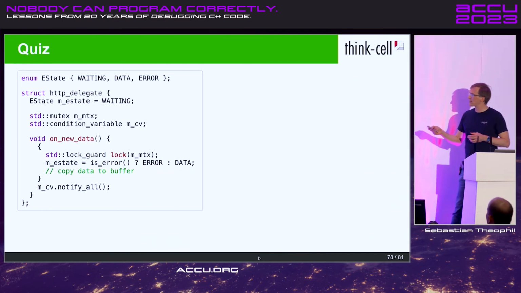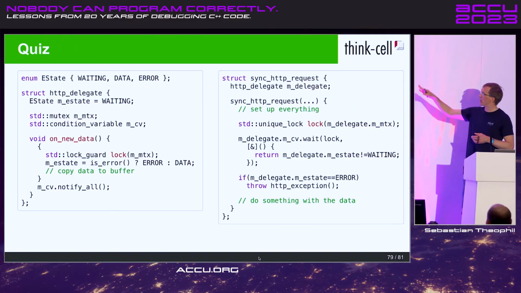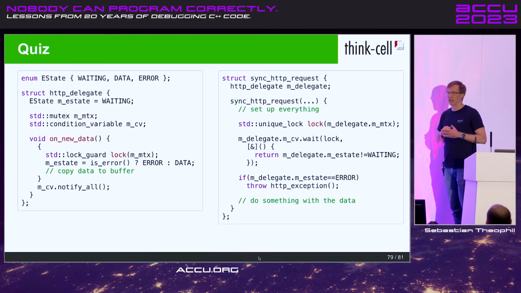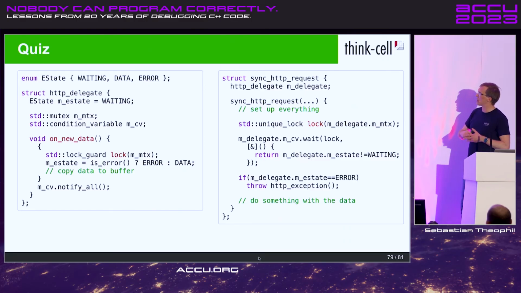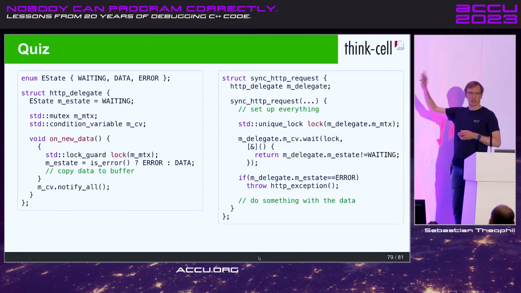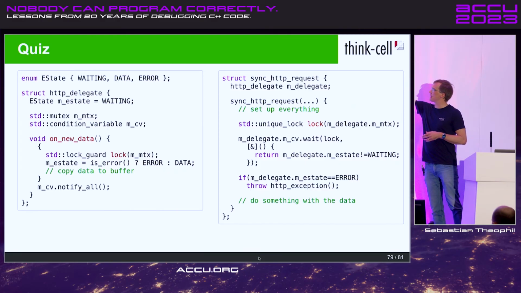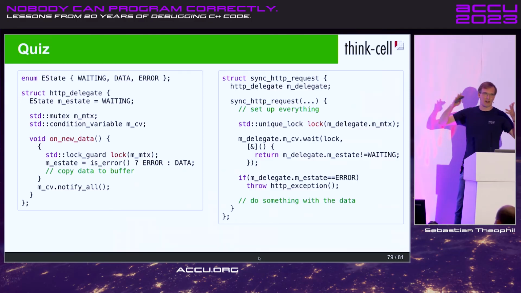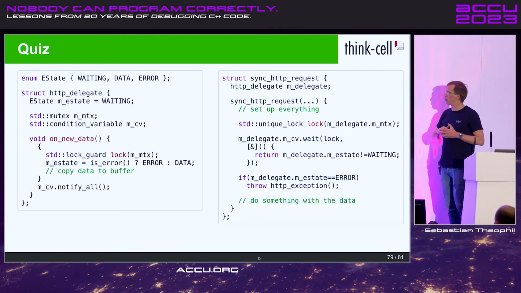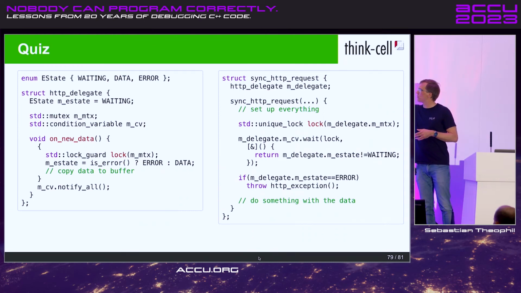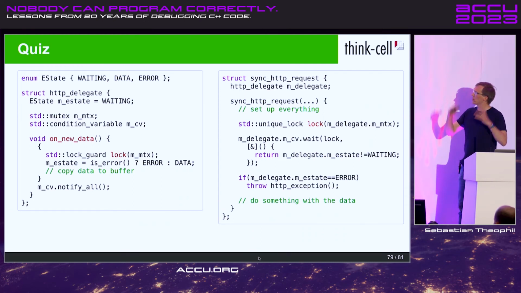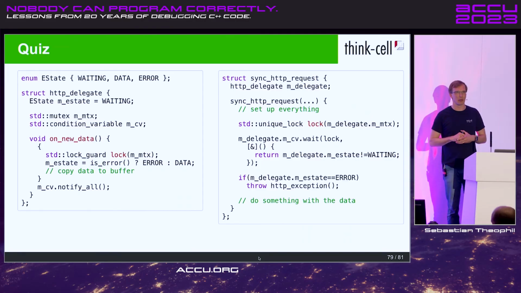And now on the other end, we have somebody who tries to do a synchronous HTTP request, because we don't actually need all that fancy async stuff. So it sets up the HTTP API, and then it waits for the delegate, essentially. So we wait for the lock. We wait until the delegate tells us, hey, I have something. Either I have data or I have an error. And if it has an error, then we throw an exception, because, well, it just failed. We don't care what happens.